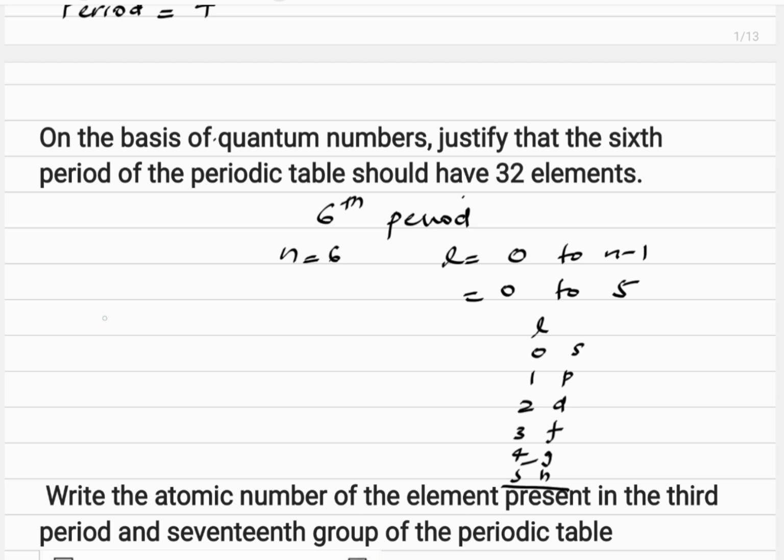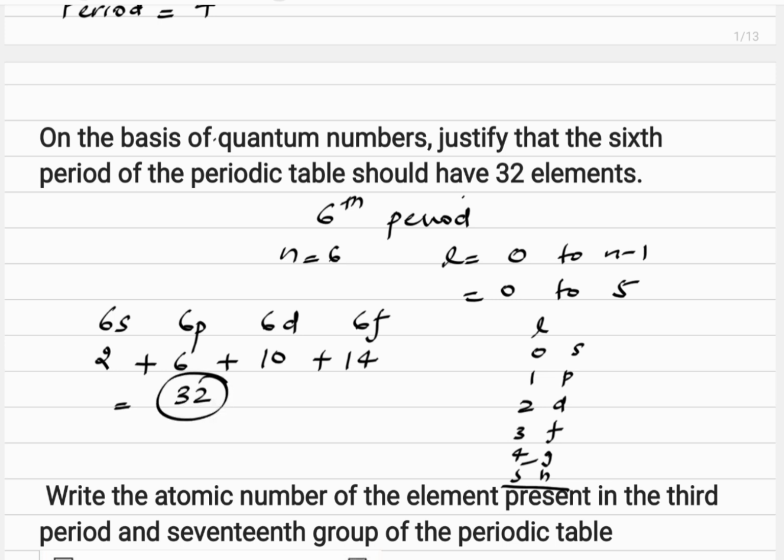So what you have in the 6th period is 6s, 6p, 6d and 6f: 2 electrons in 6s, 6 in 6p, 10 in 6d and 14 in 6f. If you add them all, you get the number 32. It shows that in the 6th period, only 32 elements can be placed in the current periodic table.